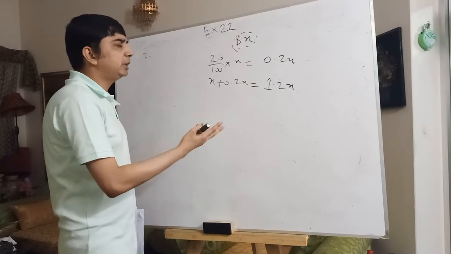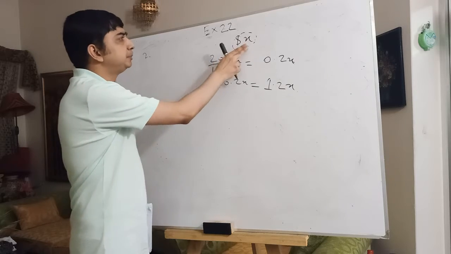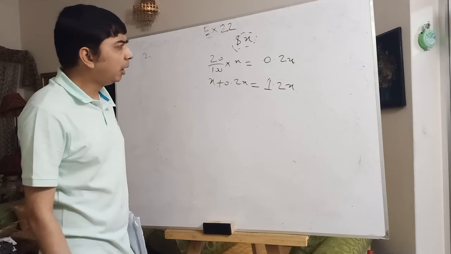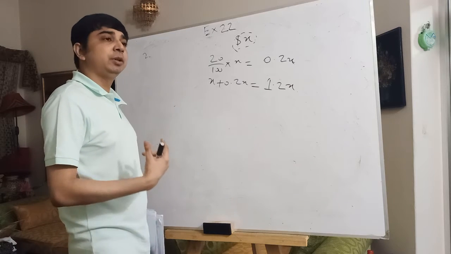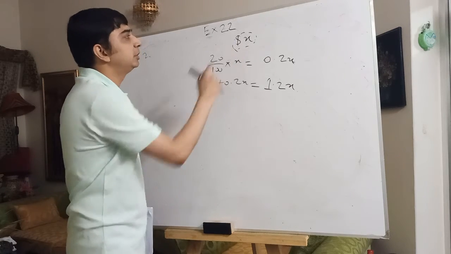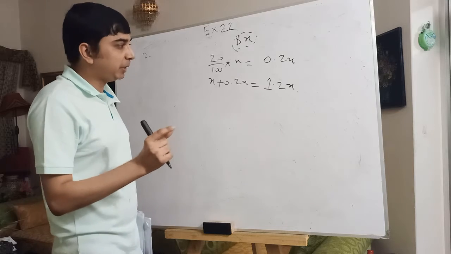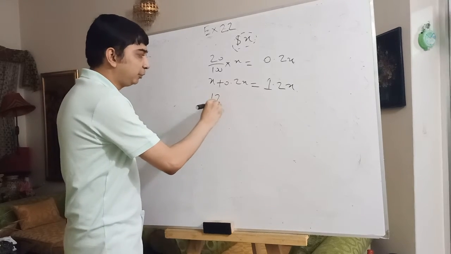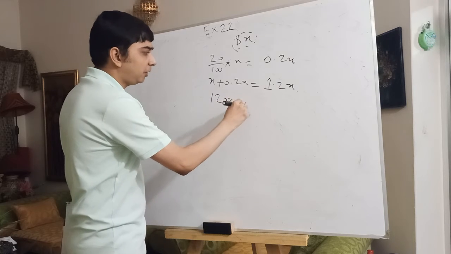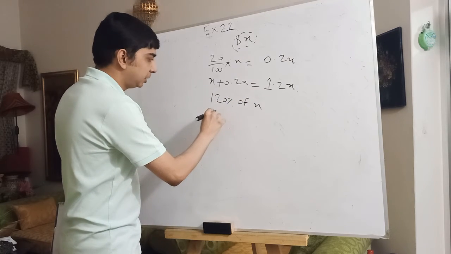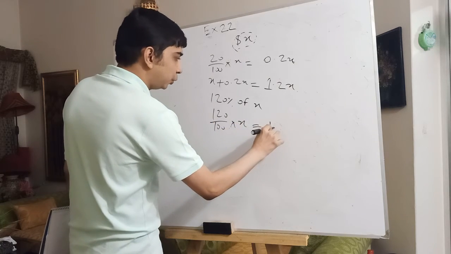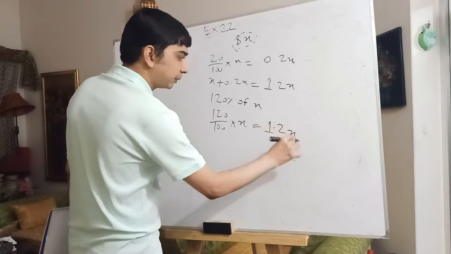Now you can look at it another way. So 100%. You're increasing the price by 20%. So now the new price will be what? It will be 120% of the original price. Since you're increasing it by 20%, the new price will be 120% of x. That is 120 by 100 into x, which is basically 1.2x.